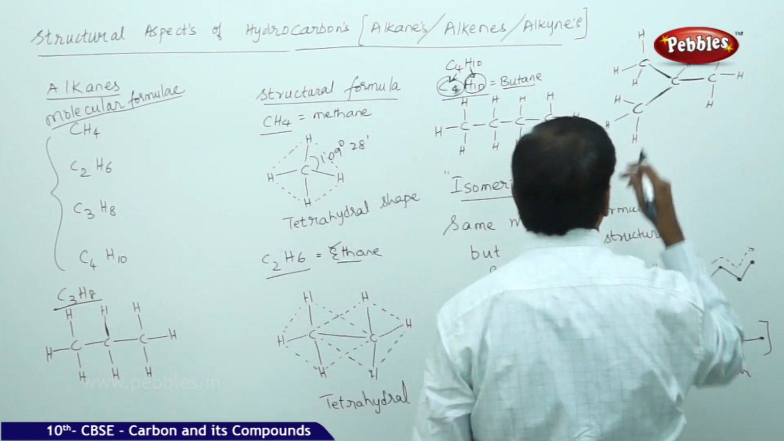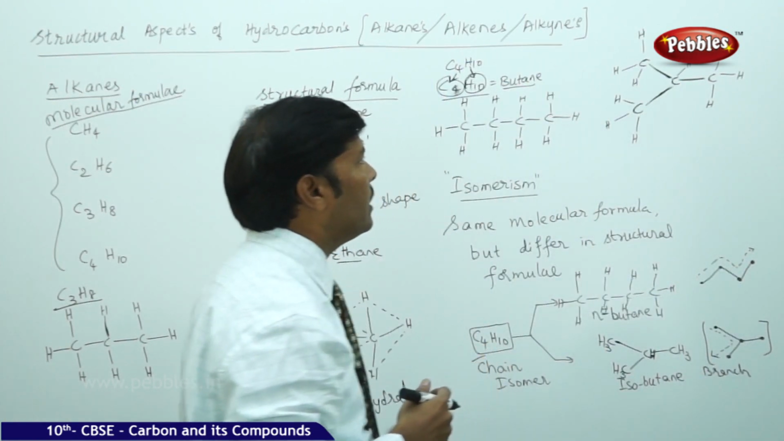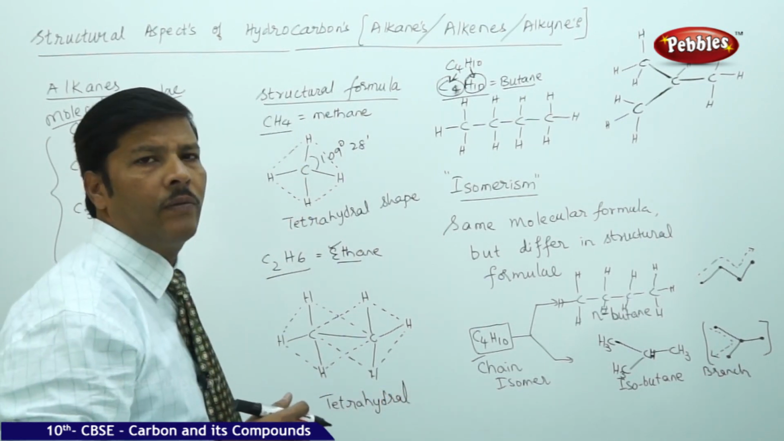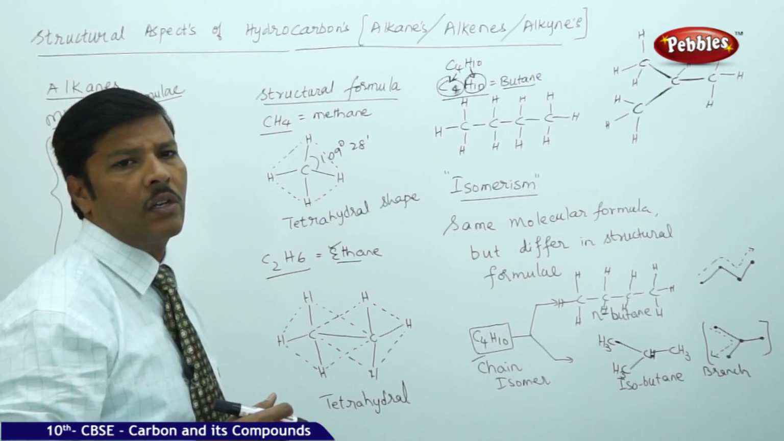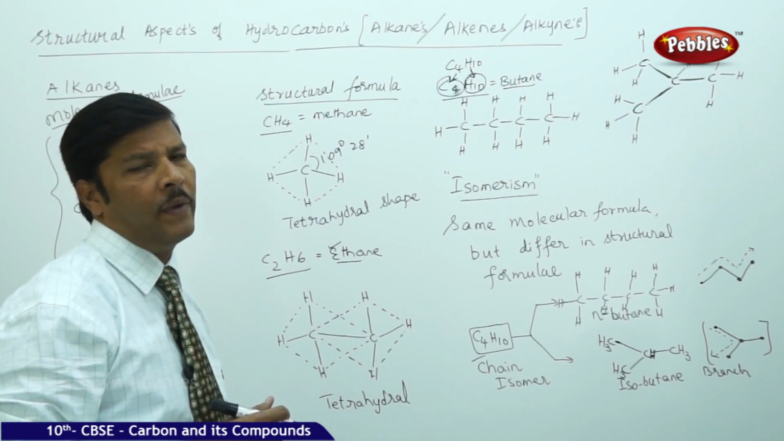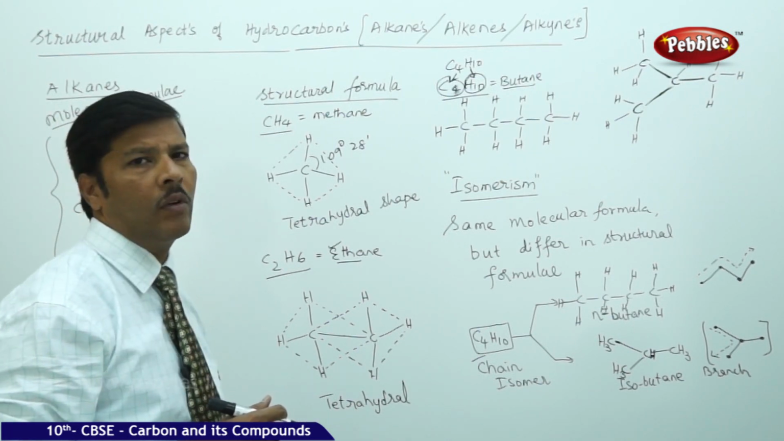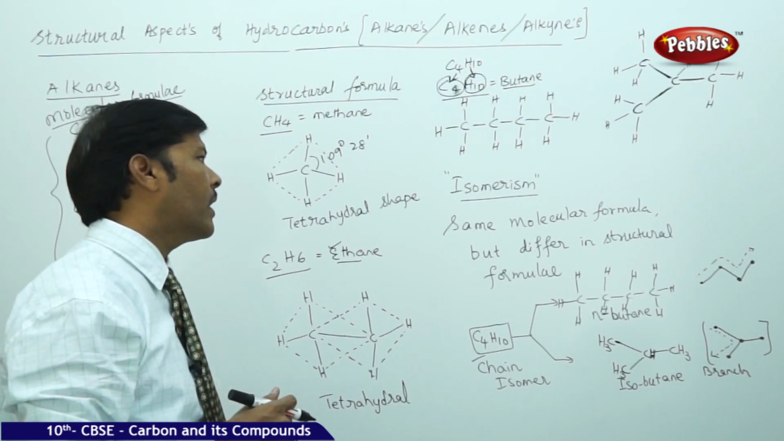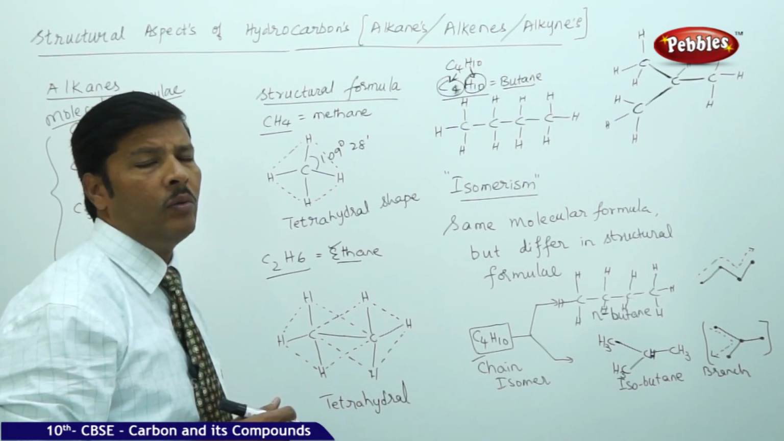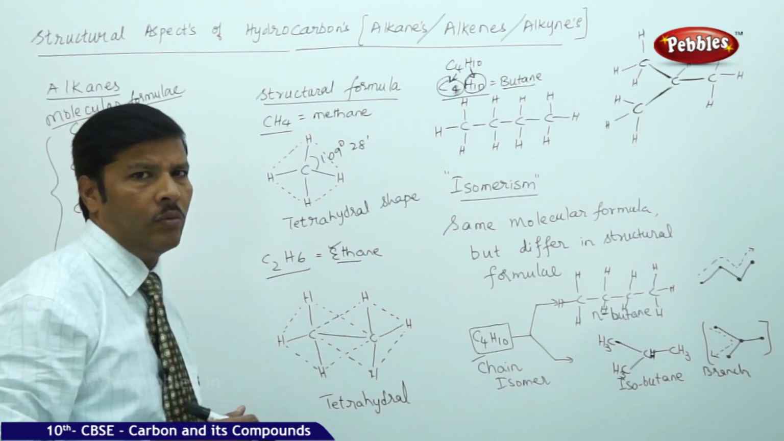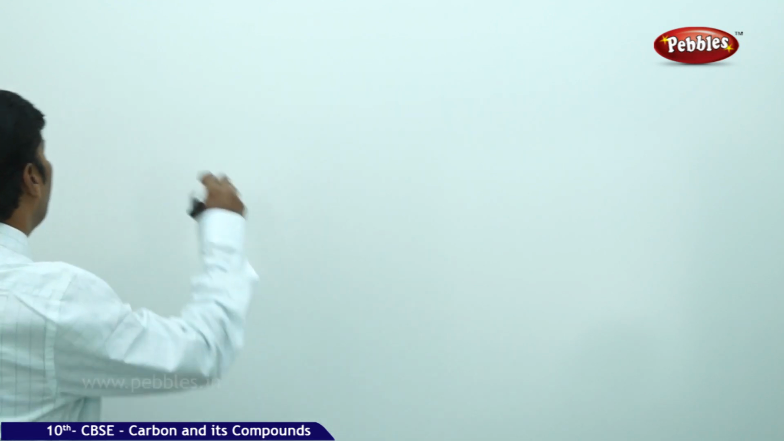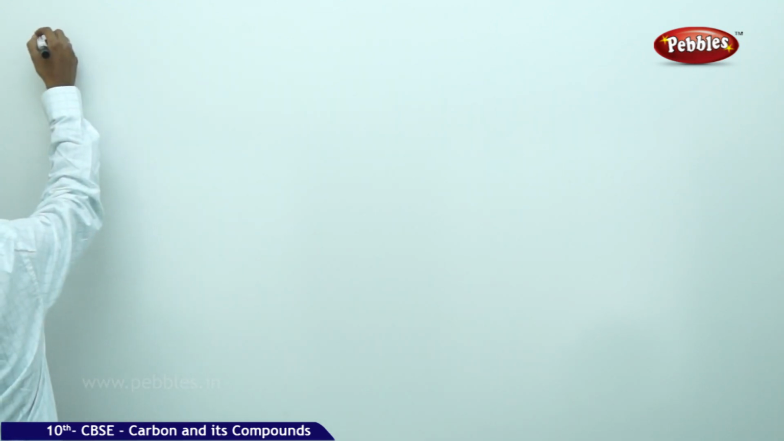This is isobutane. So all these are the structural aspects of the alkanes. Likewise, we will also study the structural aspects of the alkenes with their molecular formula. Just like alkanes, alkenes also show the property of isomerism, and we will study what isomerism it can show in the case of alkenes. So the next part of the discussion is the structural aspects of alkenes.